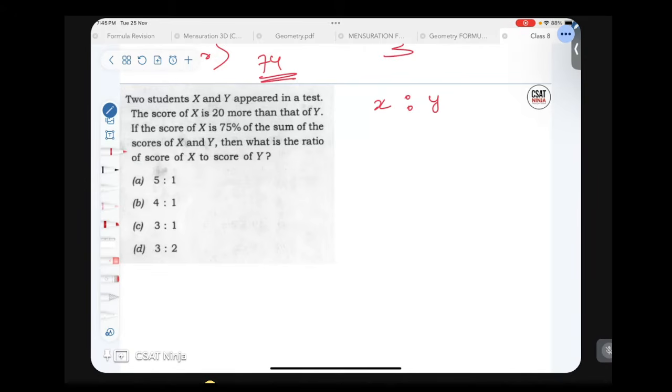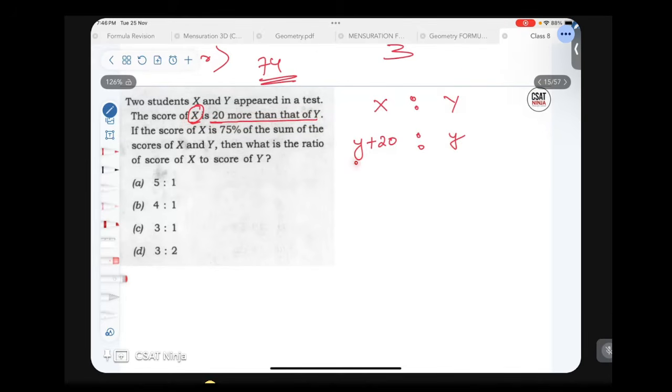The question says the score of X is 20 more than that of Y. Can I say like this? Let me use capital letters here, X and Y. Let's say Y scored Y marks. Then the question says X scores 20 more than Y. That means if the score of Y is Y, then X scores 20 more. 20 more means plus 20 there. Okay. Now let us get back to the question.